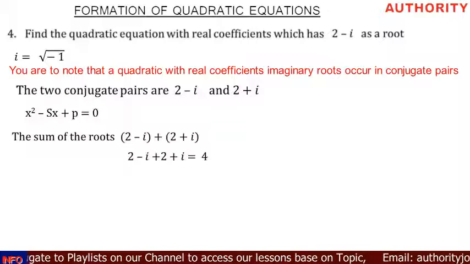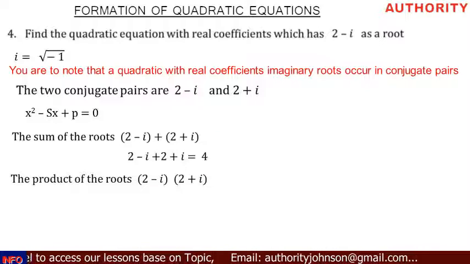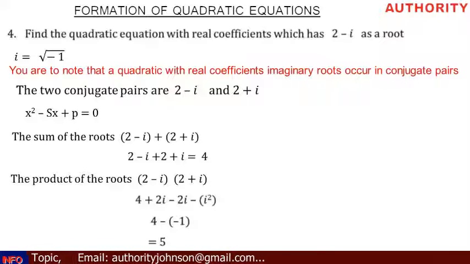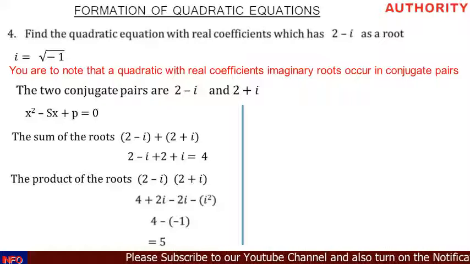Let's also find the product of the roots. So we have 2 minus i times 2 plus i. Let's put them in brackets. So 2 times 2 in the next bracket is equal to 4. Then 2 times i in the next bracket is equal to 2i, so we have plus 2i. Then minus i times 2 in the next bracket gives us minus 2i. Then minus i times i gives us minus i squared. So here we have 4 plus 2i minus 2i minus i squared.